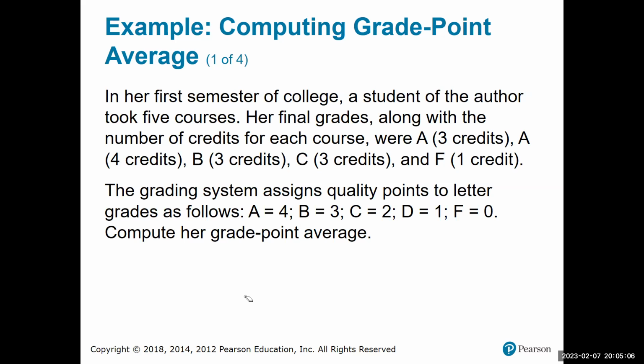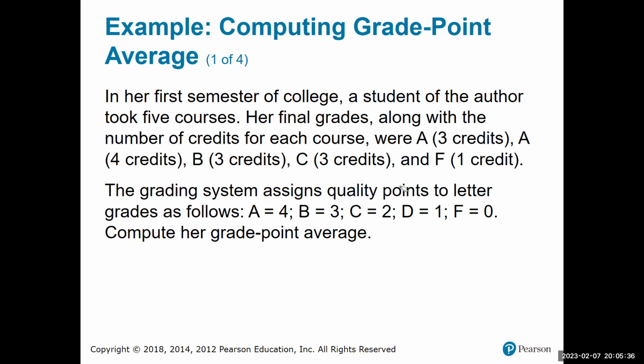In her first semester of college, a student of the author took 5 courses. Her final grades, along with the number of credits for each course, were: she got an A in a 3-credit class, an A in a 4-credit class. So ours is 4. The A in this class is weighted a little bit heavier than an A in your other classes, which might be 3. She got a B in a 3-credit class, a C in a 3-credit class, and she failed her 1-credit class.